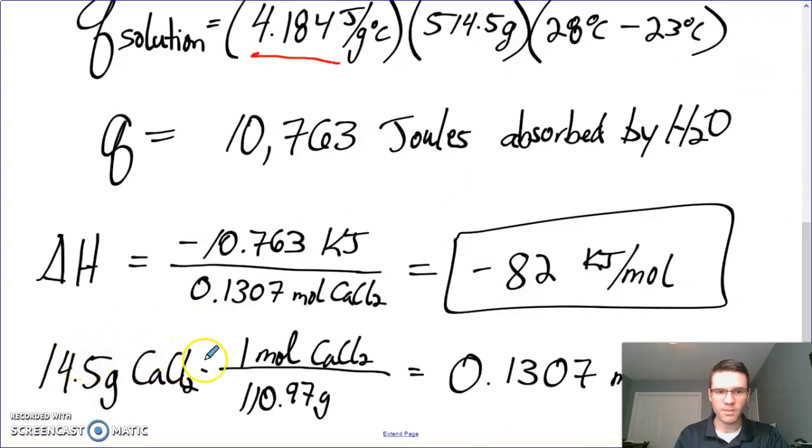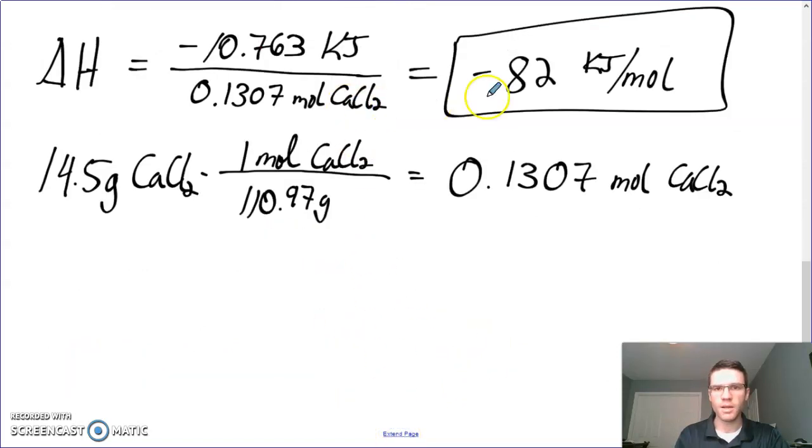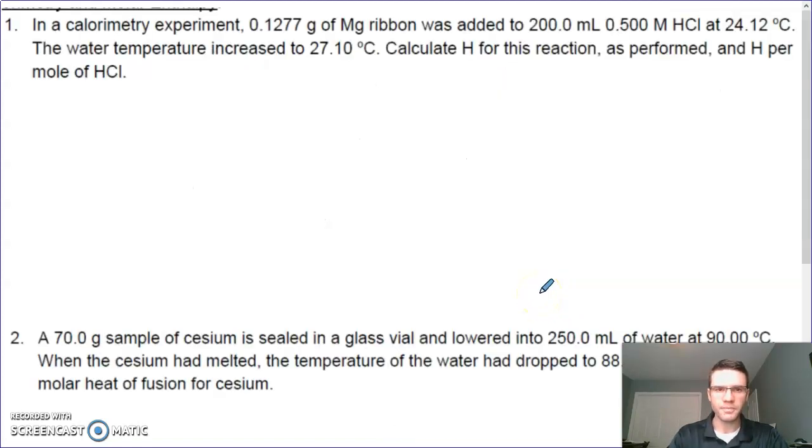Our grams of calcium chloride converted to moles, and we take our kilojoules divided by our moles, and we get the molar heat of a solution for this particular problem. You have a couple problems like that. I want to just go over these problems on your assignment real quick and point out a couple things.